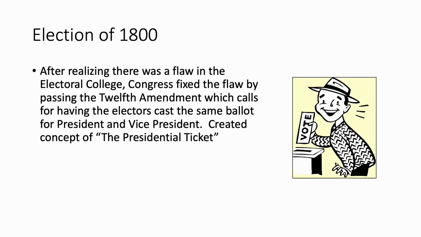So after realizing there was a flaw in the Electoral College, Congress had to fix the flaw by passing the 12th Amendment in the Constitution, which calls for having the electors cast the same ballot for president and vice president instead of, first place gets president, second place gets vice president. This created this whole concept of the presidential ticket. So that's why now you'll vote for president and vice president. So for example, in the 2020 election, you voted for Trump and Pence, president, vice president, or you voted for Biden and Harris. That is the presidential ticket.